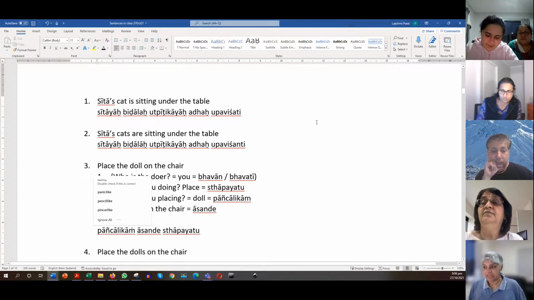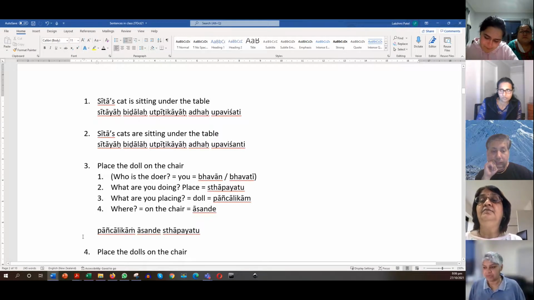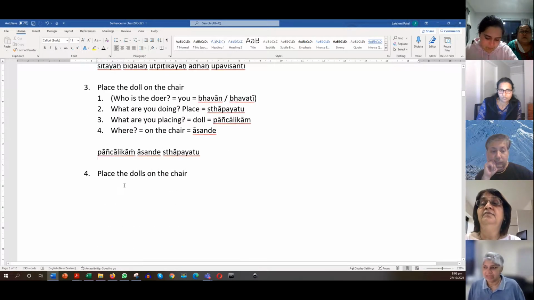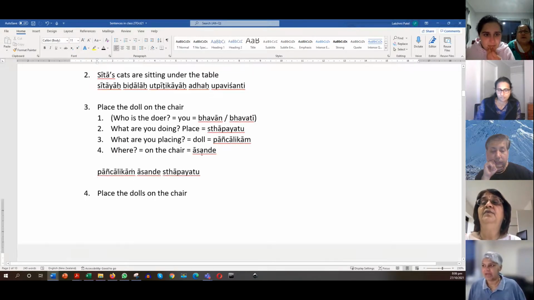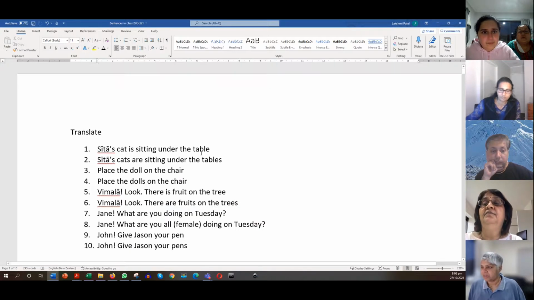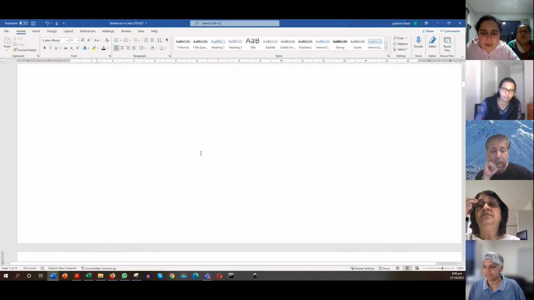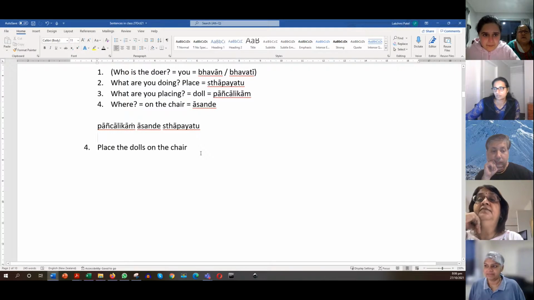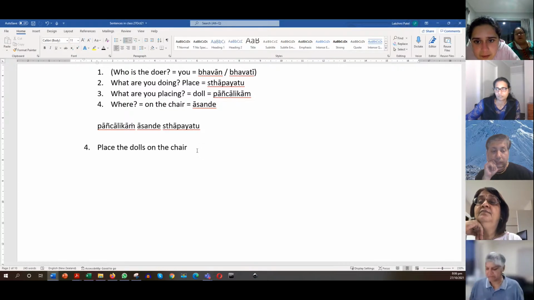Okay. So your next one is to pluralize this one, if pluralize is a word. Panchalikam asande sthapayatu. And I think here it is on the chair only. On the chair. Place the dolls on the chair. So what'll that be?